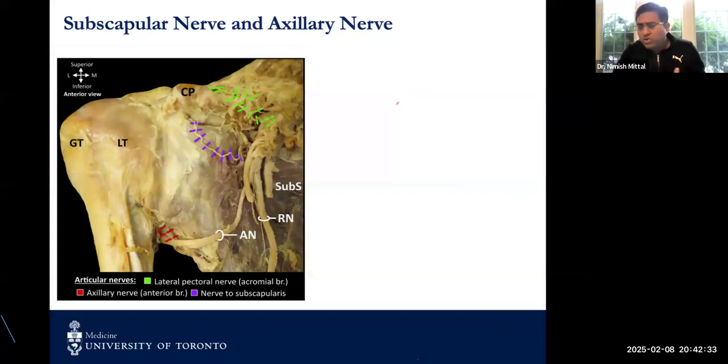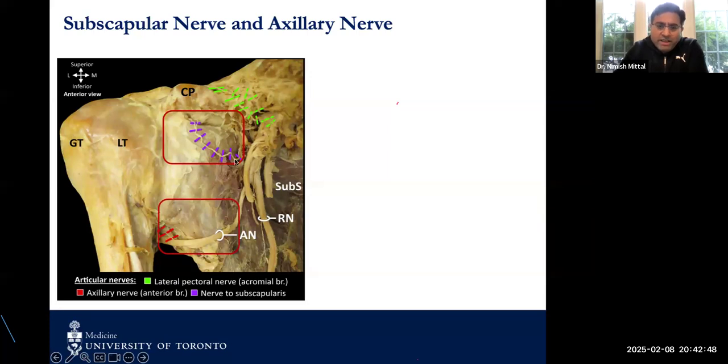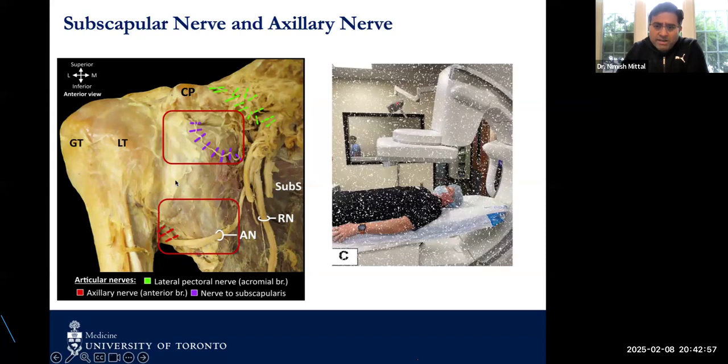So those are the two branches I showed, the suprascapular nerve, the lateral pectoral nerve. We haven't yet figured out how to do the subscapular nerve and axillary nerve using an ultrasound approach. So we use fluoroscopy for that. What we do is we target the subscapular nerve anteriorly in the superior 1/3 of the joint and the articular branches of the axillary nerve in the inferior 1/3. We can do it two different ways.